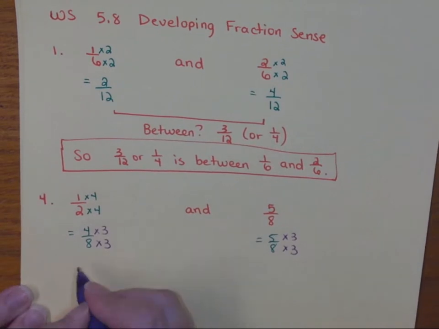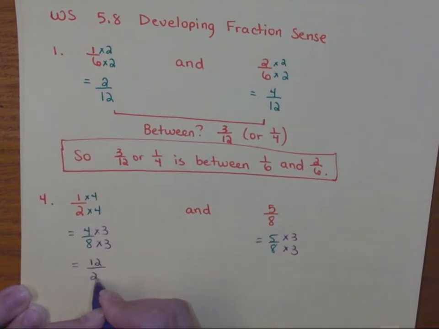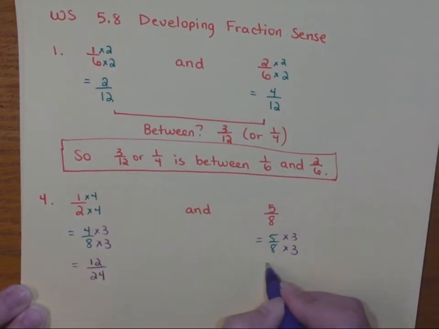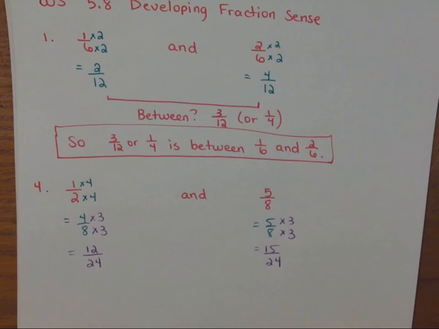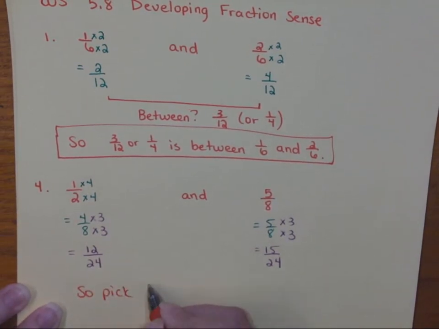Okay, and notice this is going to give me 12/24ths and 15/24ths. And notice now I have two options, right? I could pick 13/24ths or I could pick 14/24ths, right? So which one would I choose, because I want it to be closer to the 12/24ths? So we're going to pick 13/24ths.